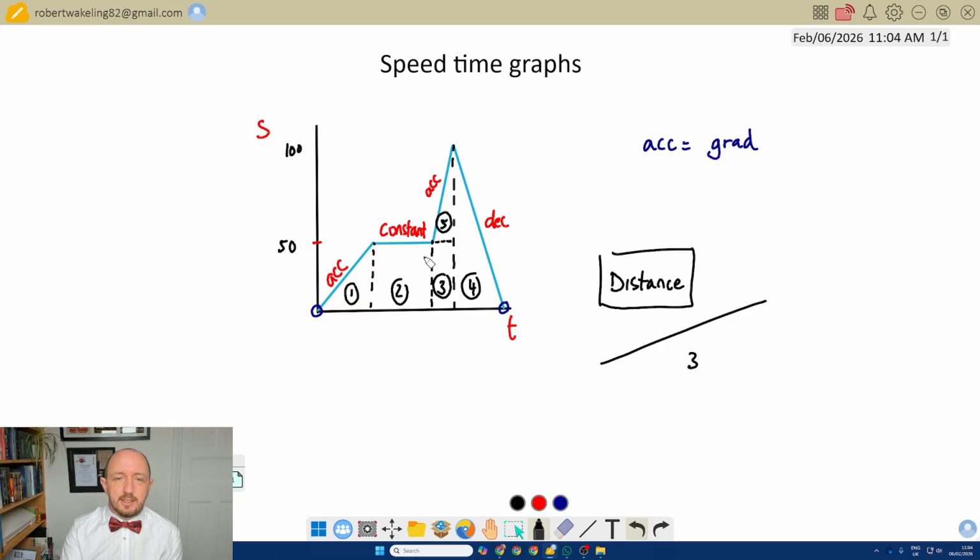So distance is the area under the graph, acceleration is the gradient or the deceleration, and this constant speed feature of the flat part is something that always trips students up. So try to avoid that mistake in your exams.